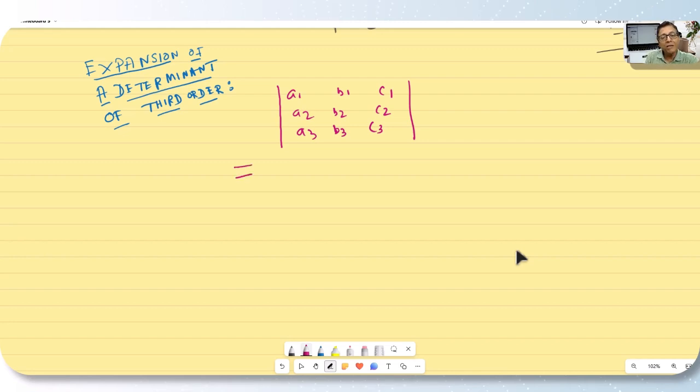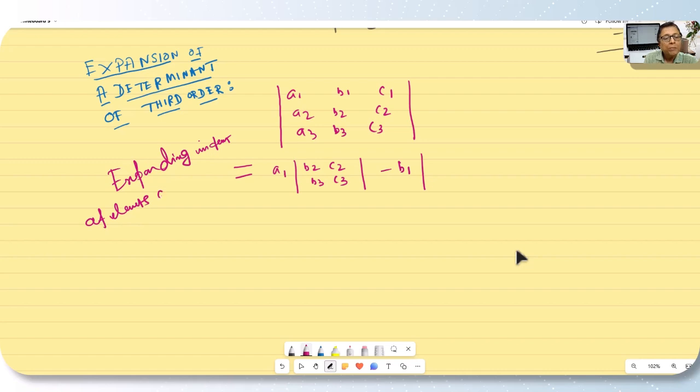The value of this determinant is given by a1, expanding in terms of the elements of the first row, minus b1, into |a2 c2; a3 c3|, plus c1 into |a2 b2; a3 b3|.